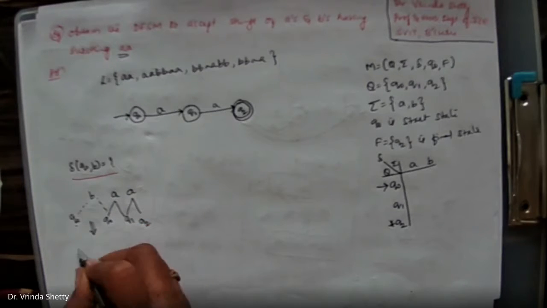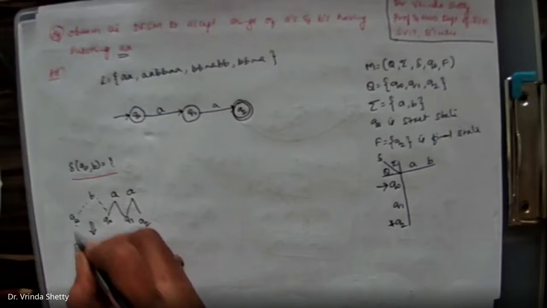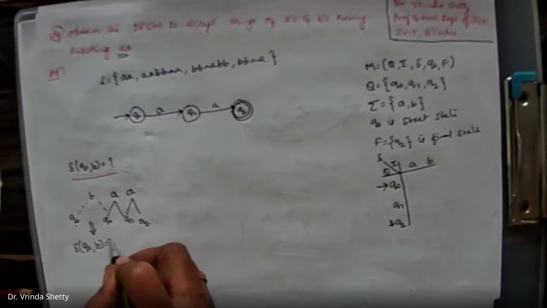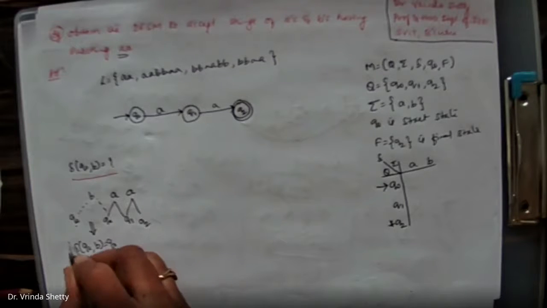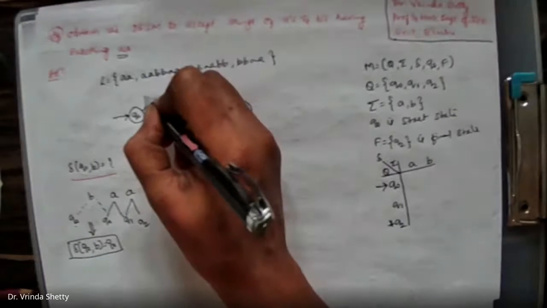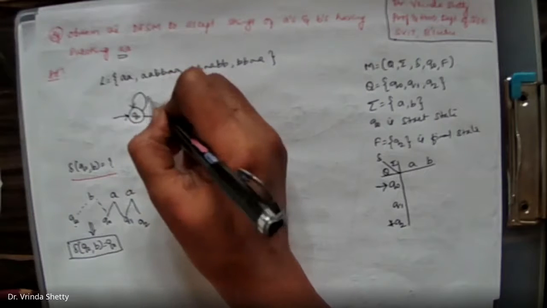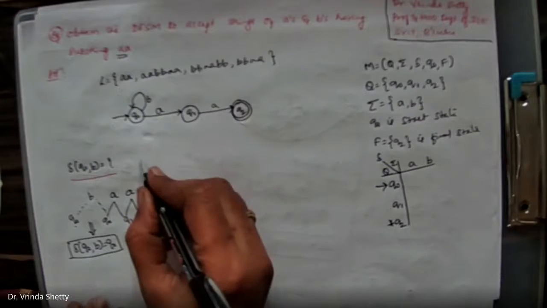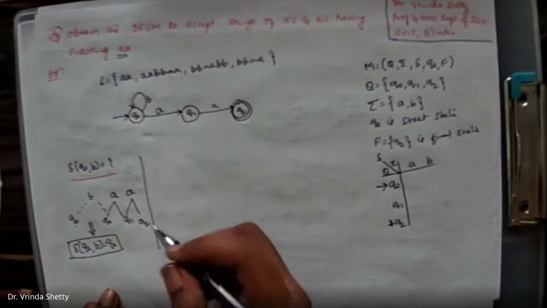Write the delta transition function. You are in the state Q naught, input is B. To which state is it going? It is going to the state Q naught. Q naught on B goes to the state Q naught. Q naught on A and B is done.